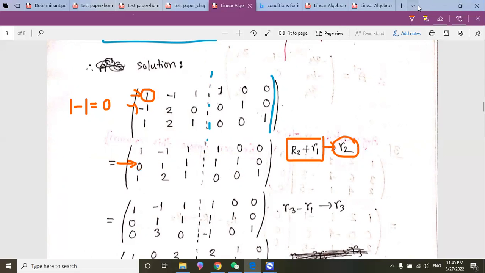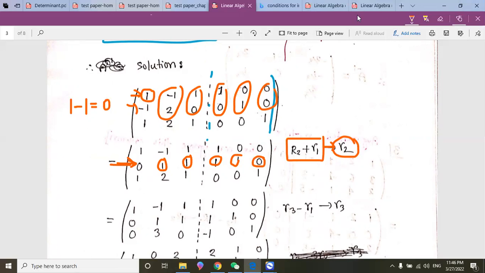So it will be 0, and then minus 1 plus 2, that will be plus 1. 1 plus 0, that will be 1. Same with the identity matrix. Also here, 1 plus 0, that will be 1. 1 plus 0, that will be also 1. And 0 plus 0, that will be 0. So this way we do the first row operation.